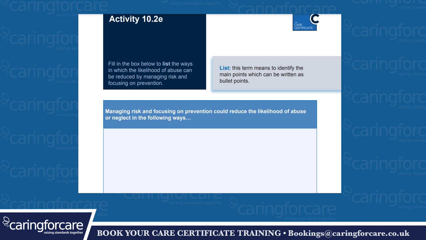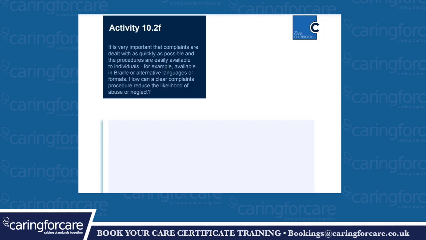Managing risk and focusing on prevention could reduce the likelihood of abuse or neglect in the following ways. Activity 10.2F. It is very important that complaints are dealt with as quickly as possible and procedures are easily available to individuals, for example, available in Braille or alternative languages or formats. How can a clear complaint procedure reduce the likelihood of abuse or neglect?